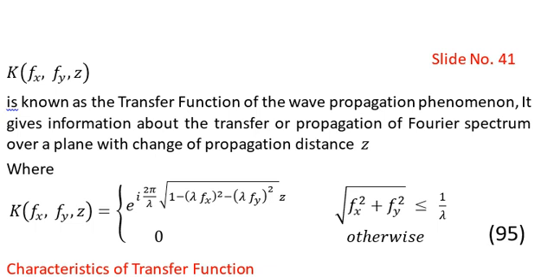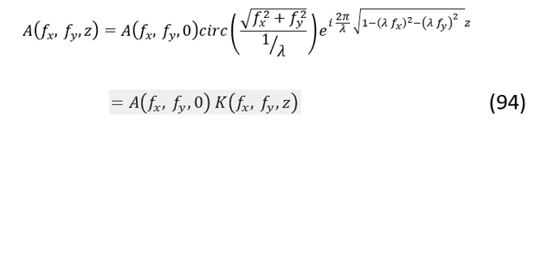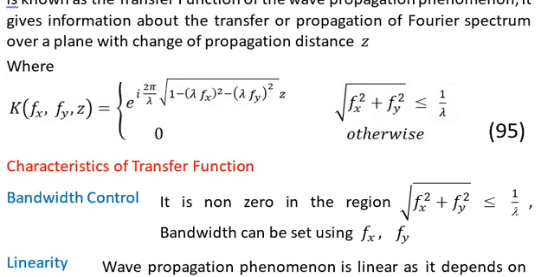So what is the meaning of K of fx comma fy comma z? It is known as the transfer function of the wave propagation phenomenon. It gives information about the transfer or propagation of a Fourier spectrum over a plane with the change of propagation distance z. Look at that, this equation is in the Fourier variables. This is the Fourier spectrum, and on the left hand side we also have the Fourier spectrum. Now we write down the transfer function in equation number 95: K is equal to e to the power iota 2 pi over lambda, times the square root of 1 minus lambda fx square minus lambda fy square, with z outside this square root and multiplied by z. z is part of the exponent, and this holds when the square root of fx square plus fy square is less than or equal to 1 over lambda, otherwise K is equal to 0.